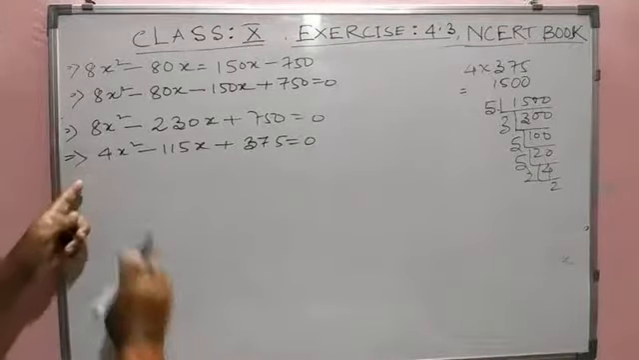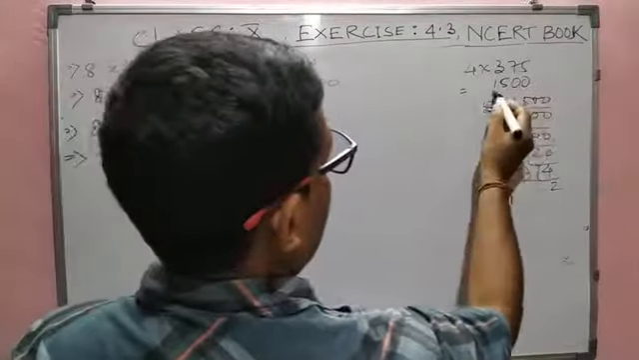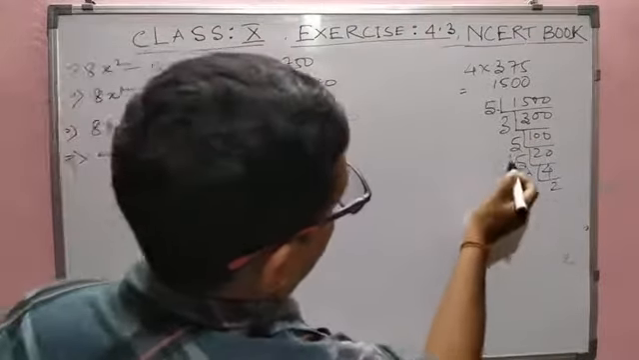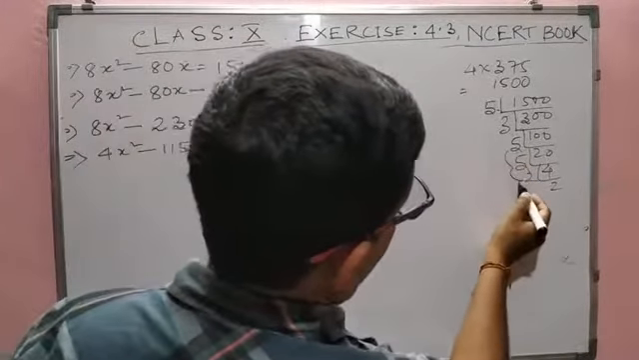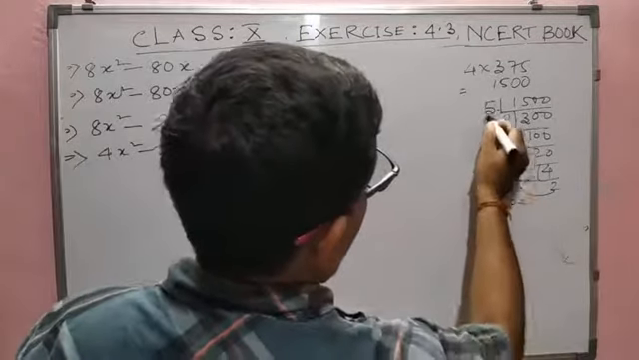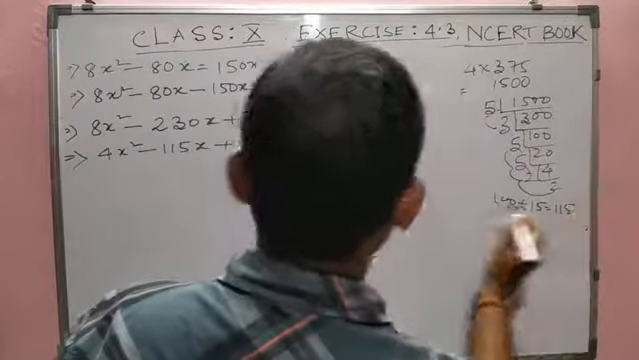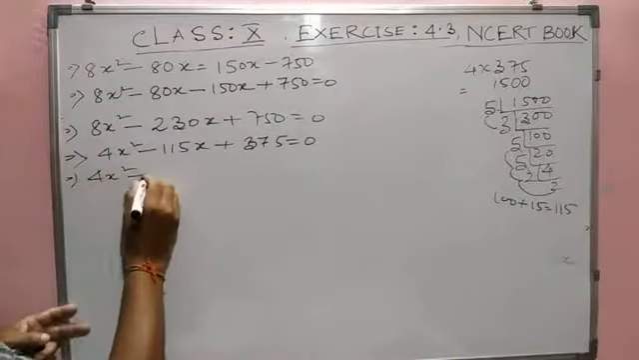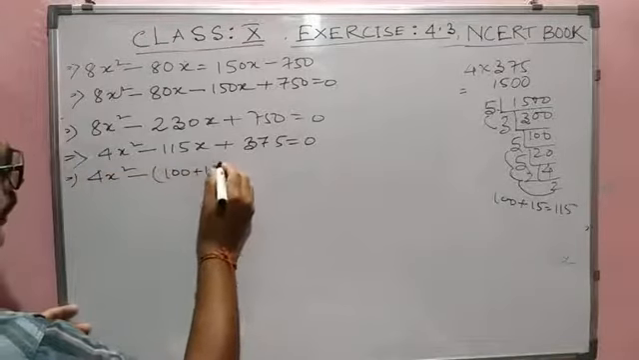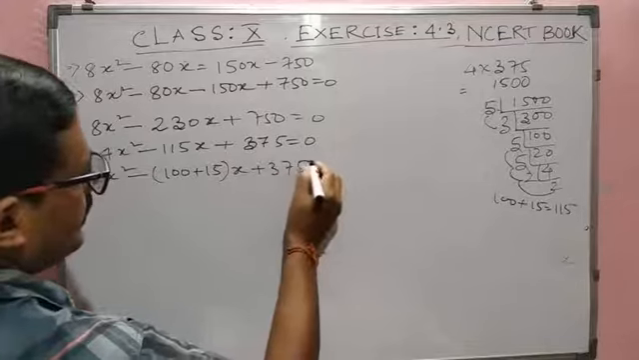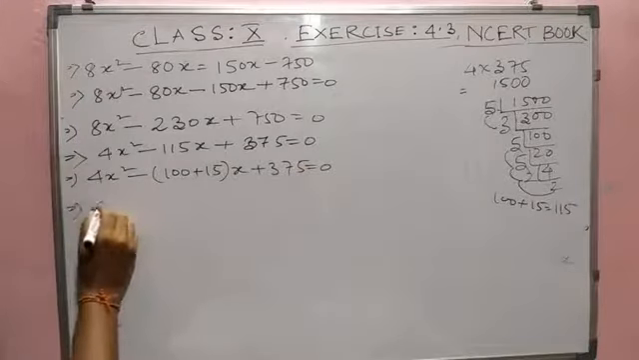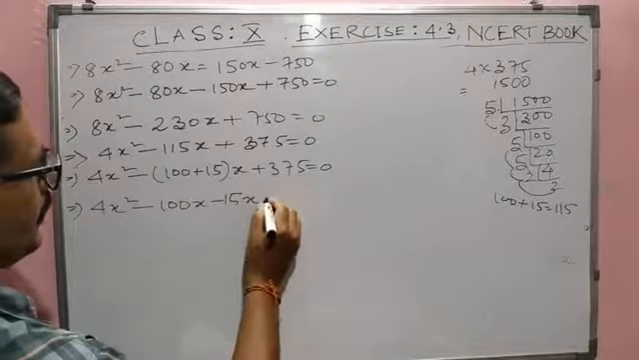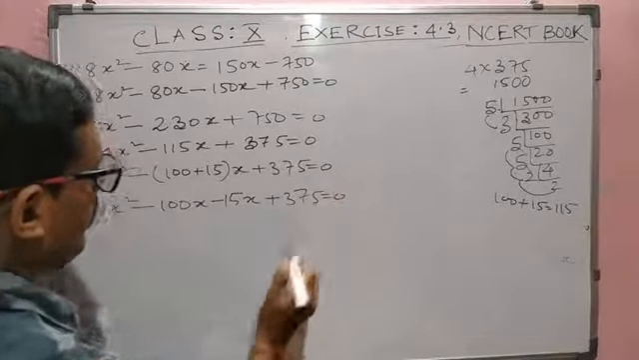Now see here, 4 into 375 is 1500. On prime factorization of 1500 we get this. So here you see 5 5s are 25, 50, then 100, and 5 3s are 15. So 115 is our middle term. So we can write this as 4x square minus 100 plus 15 all into x plus 375 equal to 0. This implies 4x square minus 100x minus 15x plus 375 equal to 0.